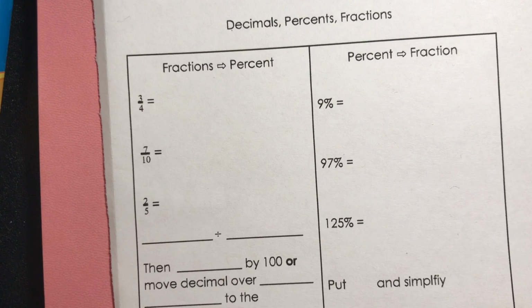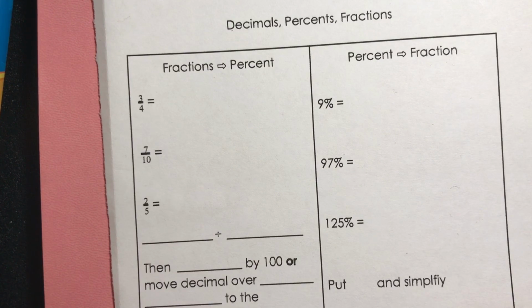So today we're going to go over decimals, percents, and fractions. And what you need to remember about decimals, percents, and fractions is that they're all related. They're like cousins. Decimals can be turned into percents, percents can be turned into decimals, fractions can be turned into percents, so on and so forth. So all of them can be converted into each other.